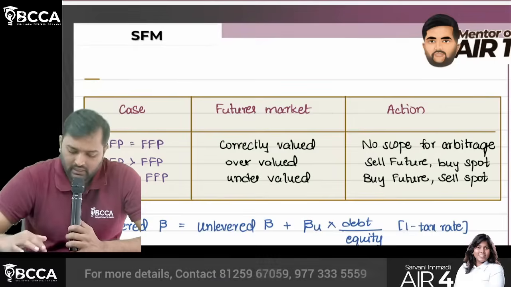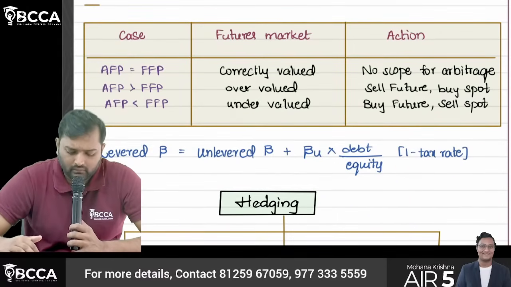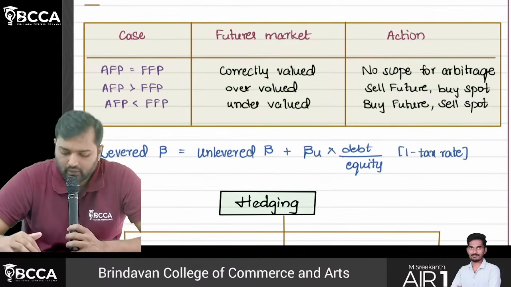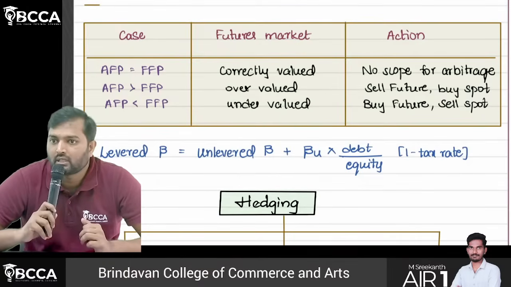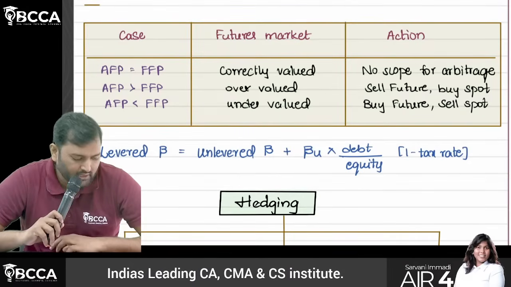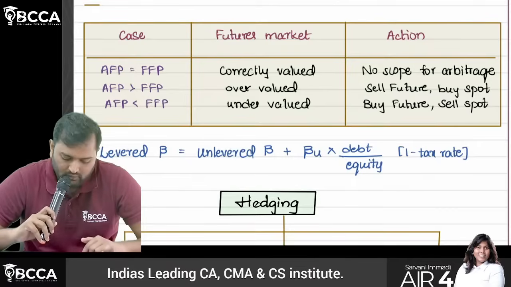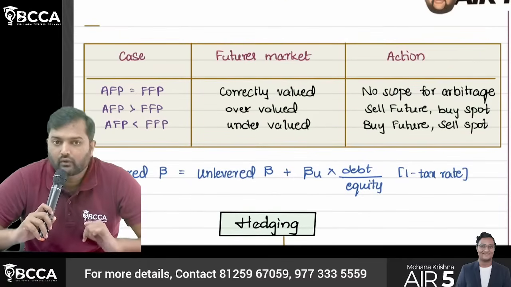Okay. And next, levered beta is equal to unlevered beta plus unlevered beta into debt divided by equity into 1 minus tax rate. So this yesterday's class we have already discussed, right? Next. So this is the fair future price concept.